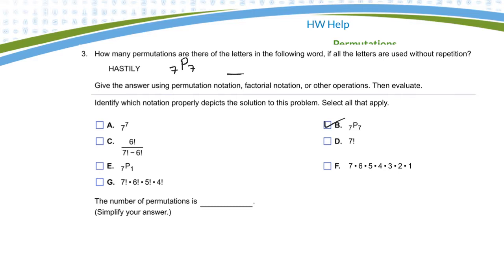Now another way I could answer it is I could just say, well, there's 7 letters. How many could I put in this first spot? 7. How many could I put in the second spot? If I've already used one, I could do 6, etc., all the way down to the bottom. So those two things would be the same thing. And another way of writing that 7 times 6 times 5 is 7 factorial. So it would be that answer, and I think this answer. I think that's all of them right there.